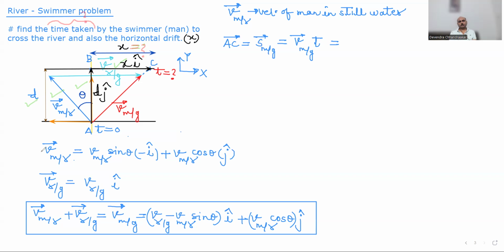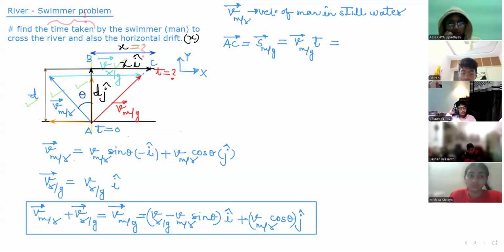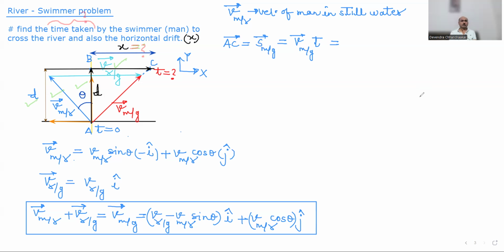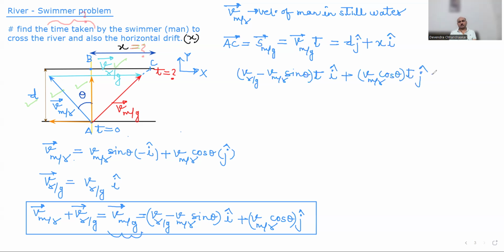All of you? Yes, everybody, sir. So I hope all of you understood that AC vector can also be written as d j cap plus x i cap. Now substitute the value of VMG from here. It is VRG minus VMR sine theta into t I cap plus VMR into cos theta into t j cap is equal to x I cap plus d j cap. Clear?